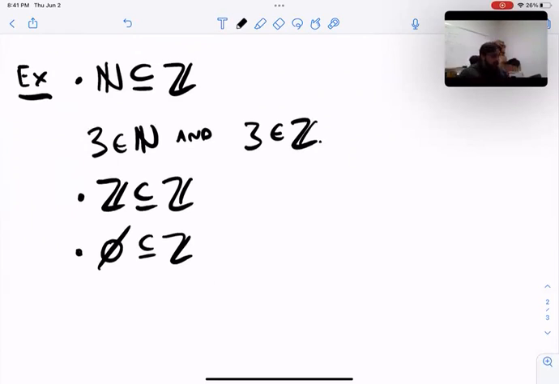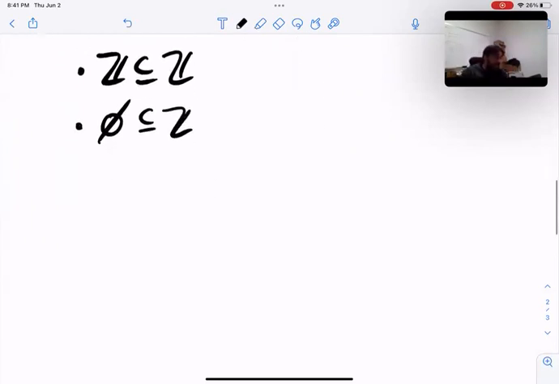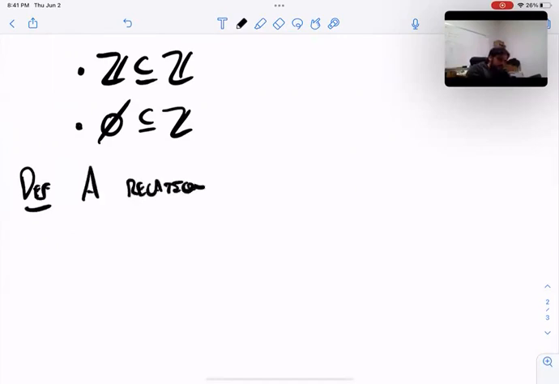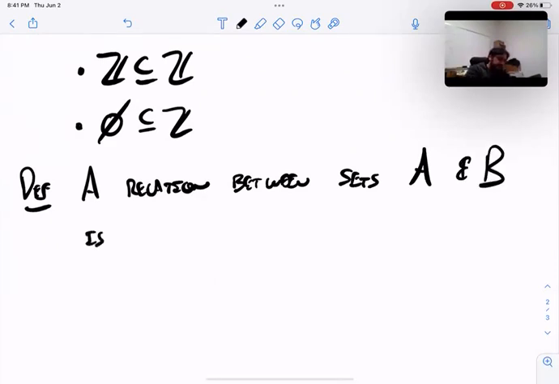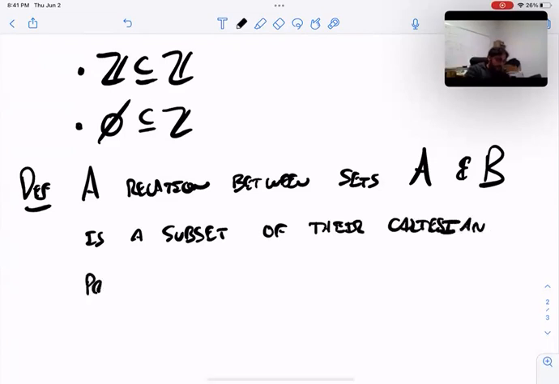Now, from here, I actually have everything I need to define a relation. So a relation between sets A and B is a subset of their Cartesian product. Why are we calling this a relation? What does this construction look like?